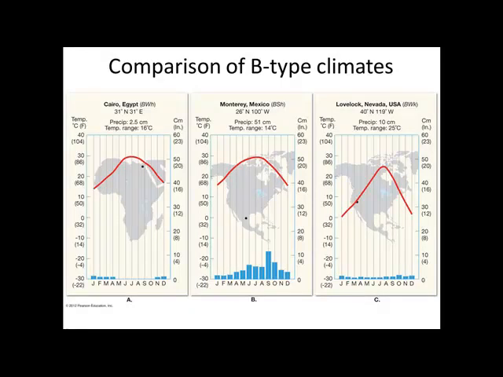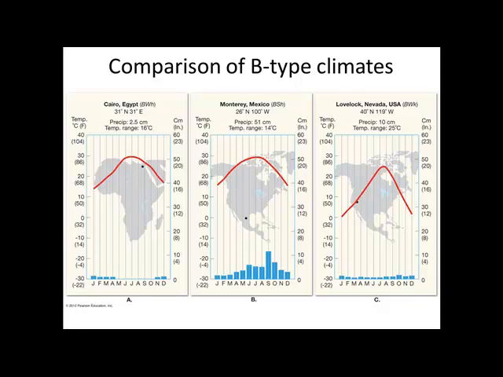Here are the climographs of the dry B climates. You can see the lack of precipitation throughout the year. It is very minimal as compared to the previous climates that were shown for the A climates. You can also see that the temperature does vary slightly. It varies because the land can heat and cool pretty quickly, as we learned in the first lab, or the second lab.